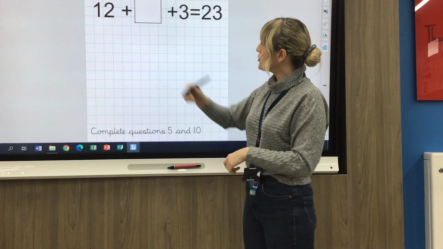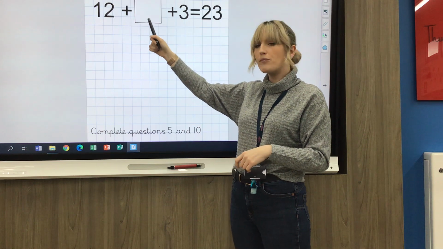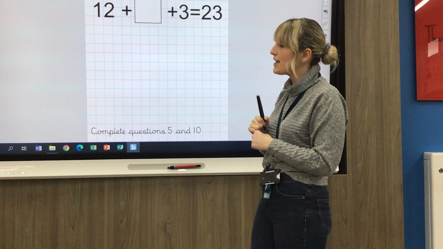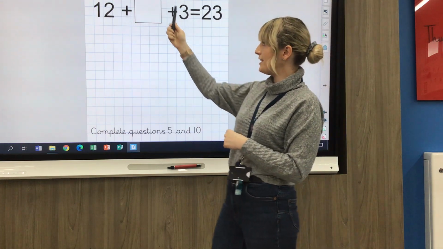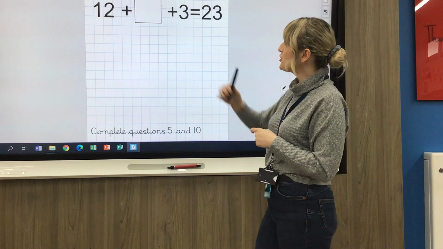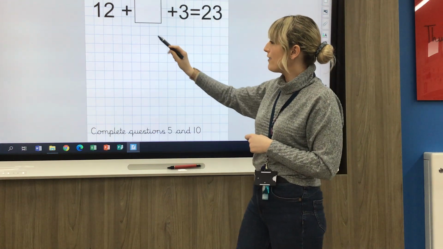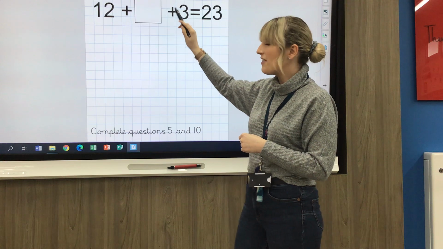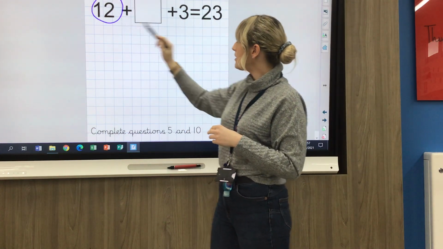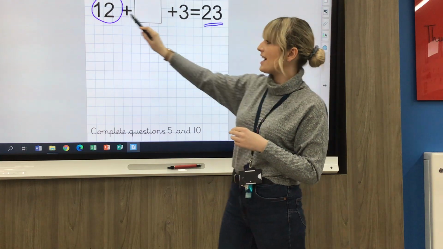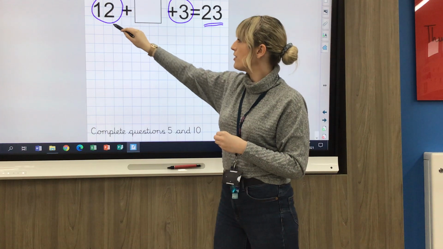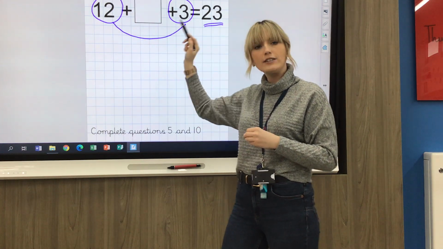Okay, so I've got 12 add something add 3 equals 23. Now this time my missing number's in a different position, but we still work it out the same. It's still a two-step problem. So I've done 12 add something and then I've added 3. So I know to make 23, I've added 12 and 3 and something else. So I'm going to work out what 12 and 3 are.